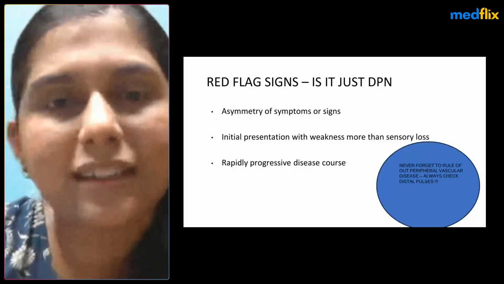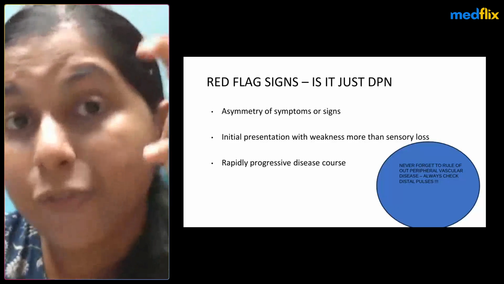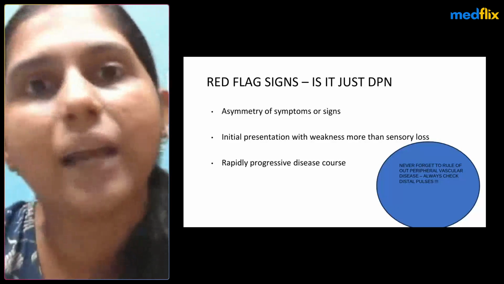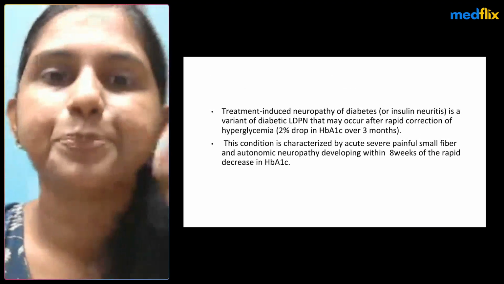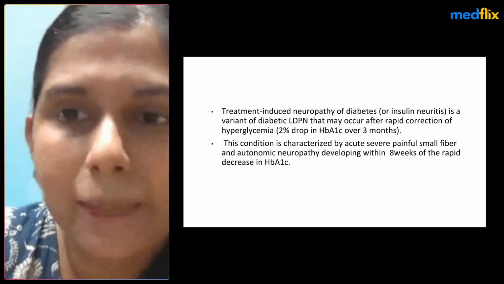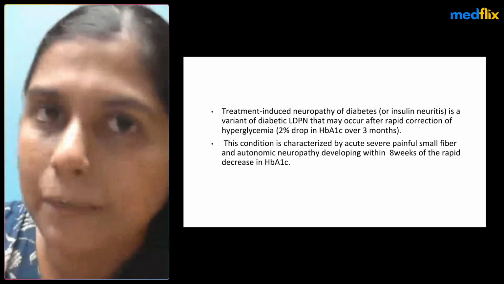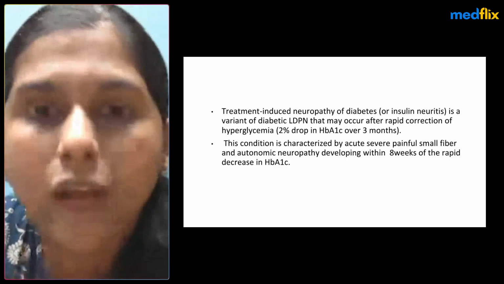So always, this is a very, very important point, that at the initial presentation, if the weakness is more than the sensory loss in diabetic patients, do consider the possibility of other etiologies. And a small note on treatment induced neuropathy of diabetes, and this is a variant of length dependent peripheral neuropathy. It occurs after rapid correction of hyperglycemia.